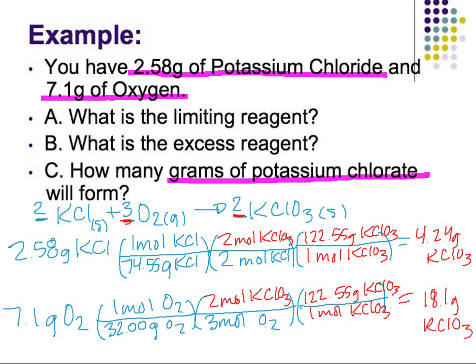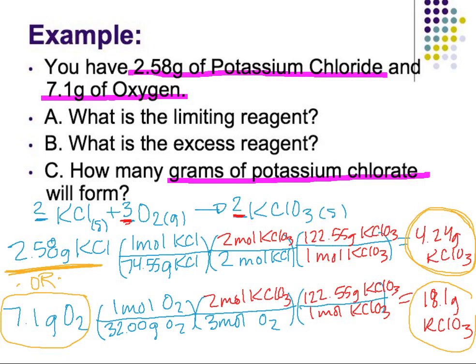And now comes the hard part. The hard part is interpreting your results. So your results, now we need to know what these numbers mean. Here's what it means. 2.58 grams of potassium chloride will make 4.24 grams of potassium chlorate. Or if we start with 7.1 grams of oxygen, we can make 18.1 grams of potassium chlorate.